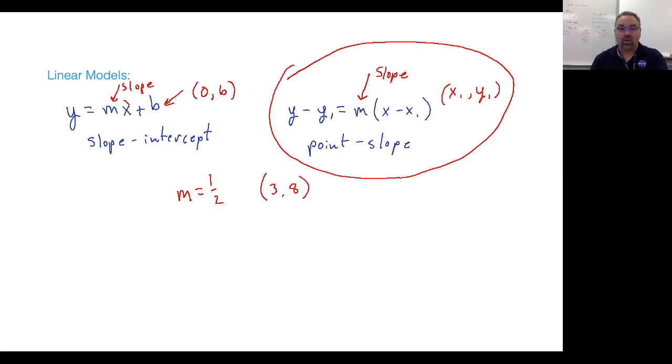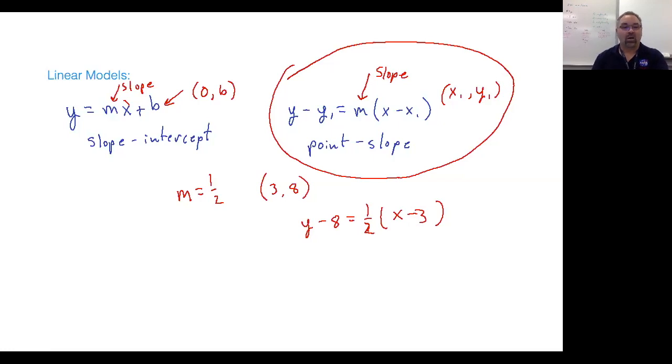Well, if I'm doing this for the College Board, I can write this. I can say y minus 8 equals 1/2 times x minus 3. Not x minus 8, x minus 3. And that's a perfectly acceptable answer if all they said was write the equation of the line.